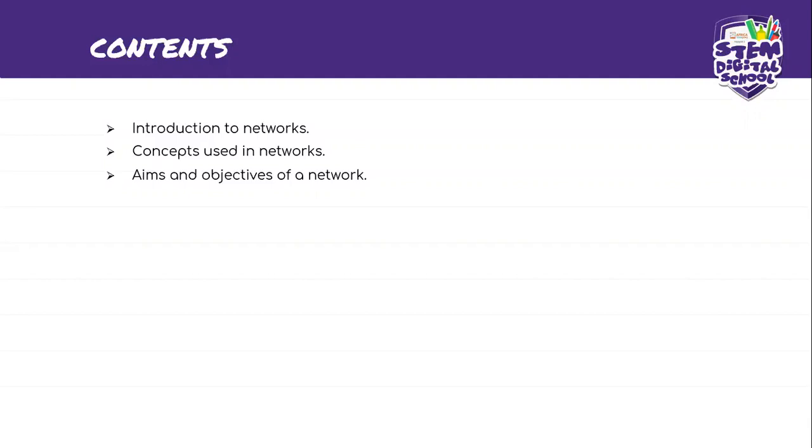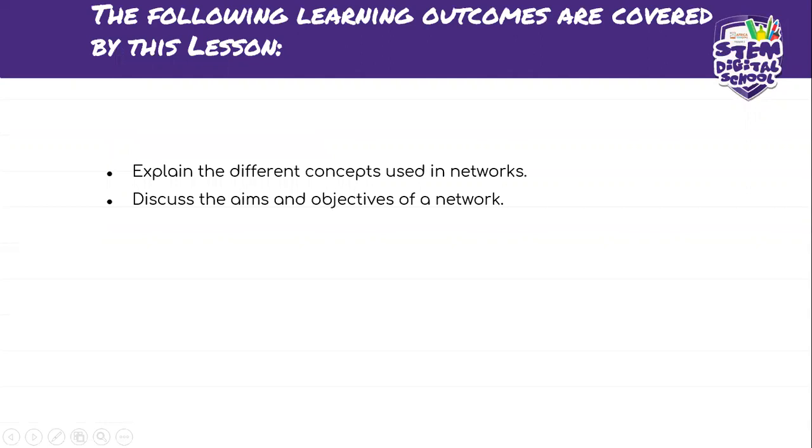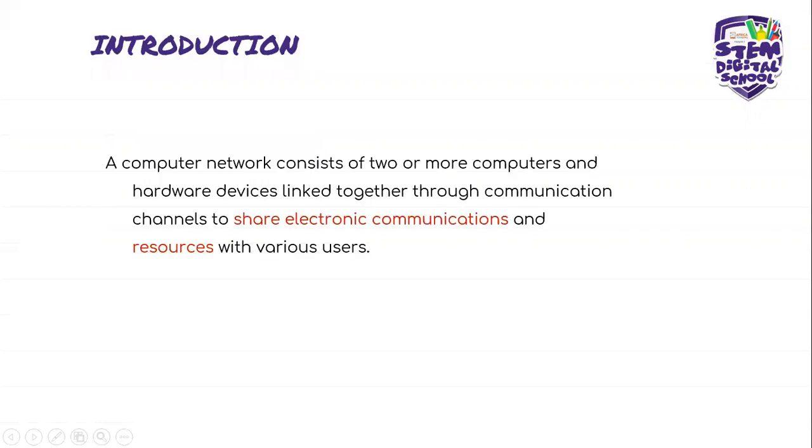Okay, let's move right along. Computer networks consist of two or more computers and hardware devices that are linked together through communication channels to share electronic communication and resources with various users.